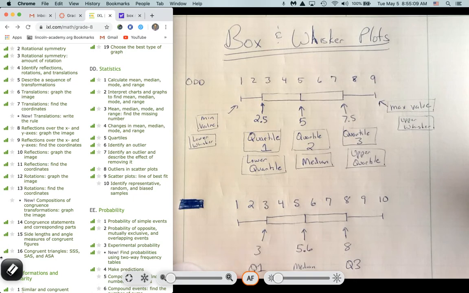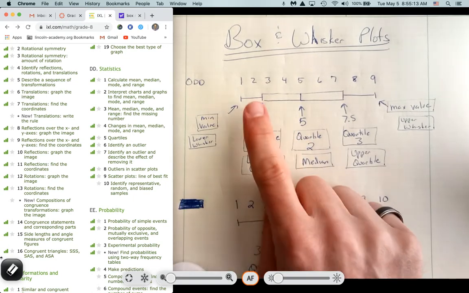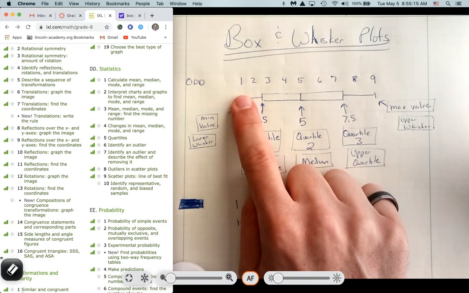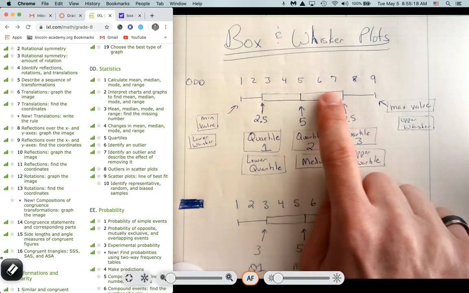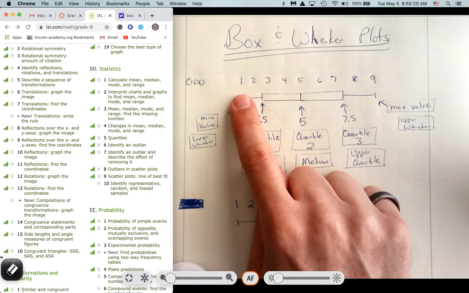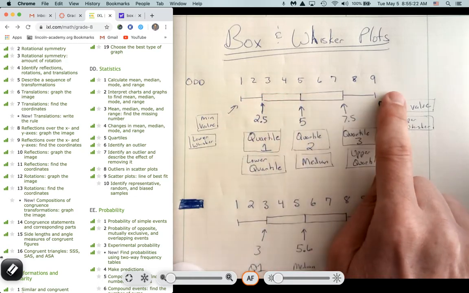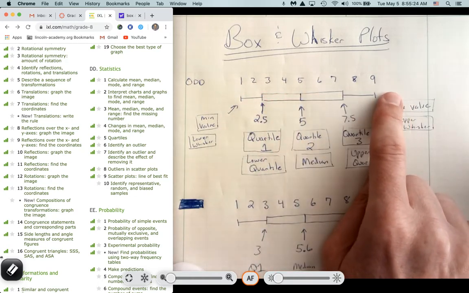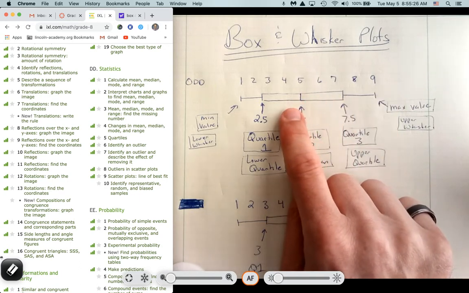But a box and whisker plot, all it is, is taking a set of numbers, the first thing making sure they're written in ascending order from least to greatest. So I just took the numbers 1, 2, 3, 4, 5, 6, 7, 8, 9. They don't have to be consecutive or anything, but I just did those as an example.